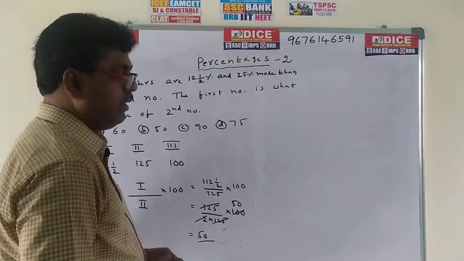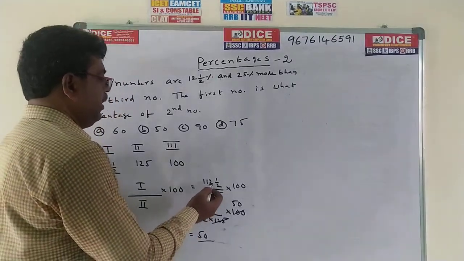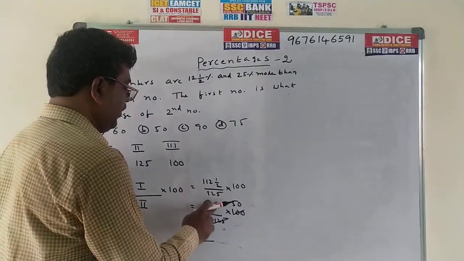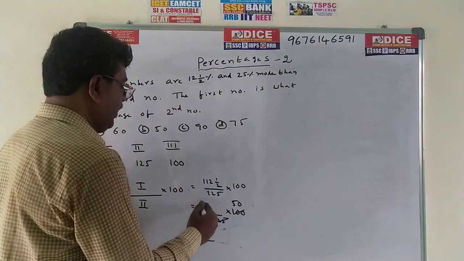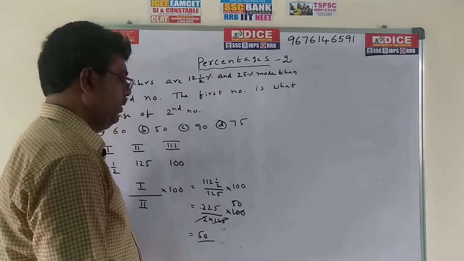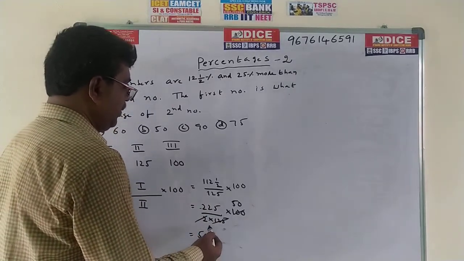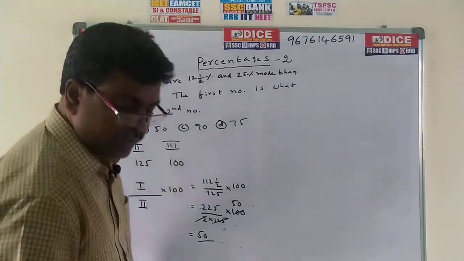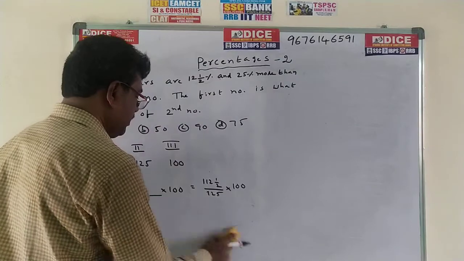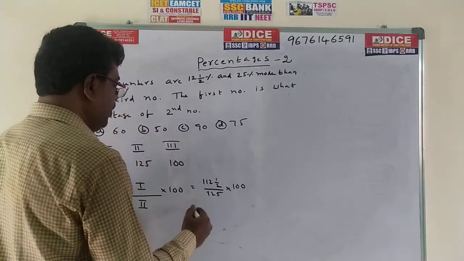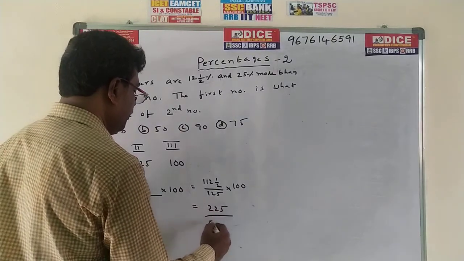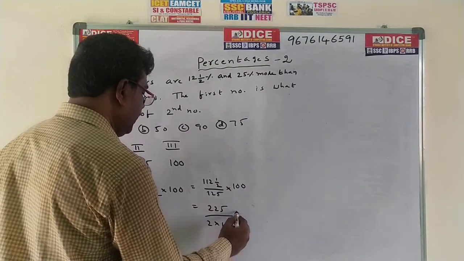See here, what is the value of 112 and a half? The value here, 112 and a half, is nothing but 225 by 2, not 125. Sorry, this is 225. 225 by 2 into 100. So it will become, I hope now we can write it like this. Here 50 will not come. So the value becomes 112 and a half, into 225 by 2 by 2 into 125 into 100.